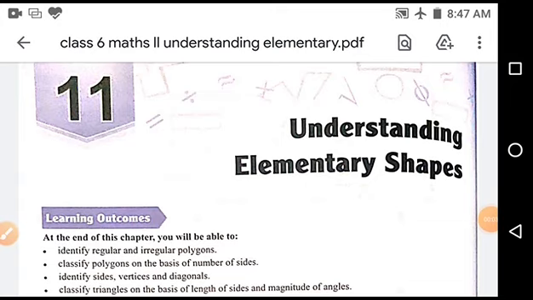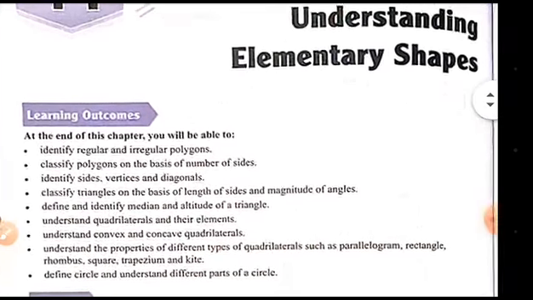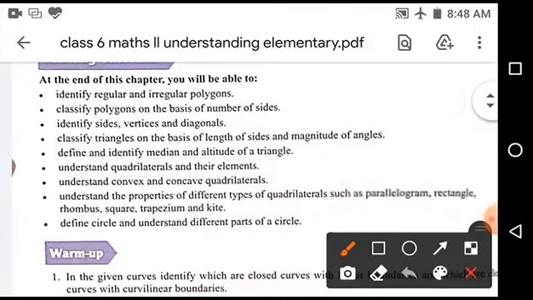In this session we will discuss chapter number 11 of class 6, and this chapter is related to math second. The name of the chapter is understanding elementary shapes. In this chapter we will discuss different types of regular and irregular shapes. So here first of all we will discuss the content of this chapter.